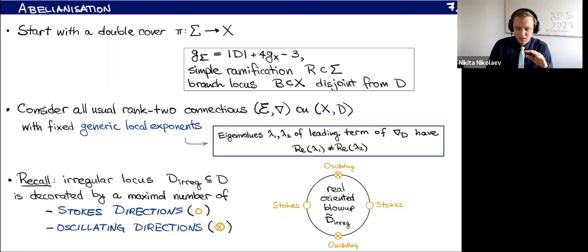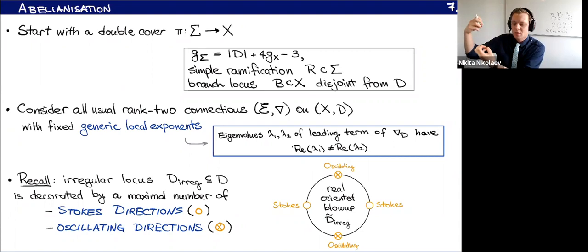One flavor is called Stokes directions. Those are called points of maximal decay. That's when, if you have two flat sections of your connection, because this is an irregular point, when you parallel transport them, they experience different growth or decay behavior.